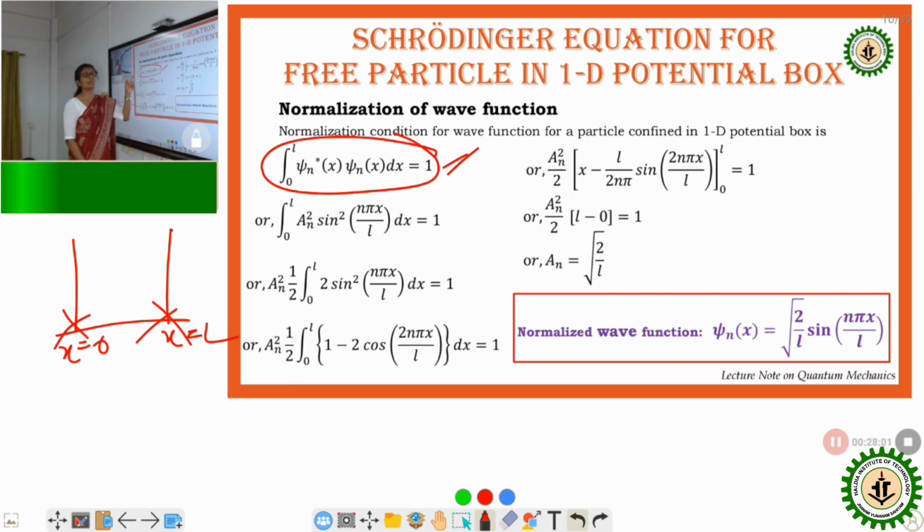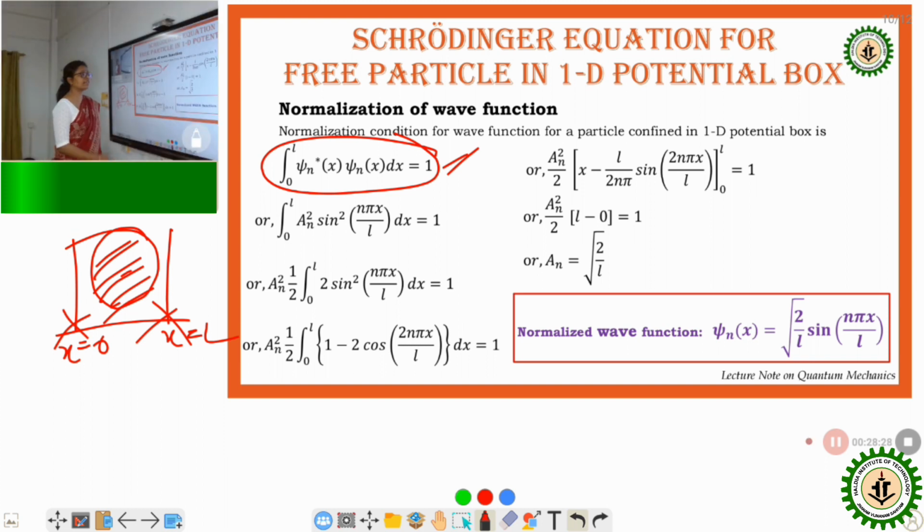formula of normalization. That means there will be 100% probability. What is 1? 1 means there is 100% probability to get the particle within this well, that means from 0 to L. Okay, that is why 1. That means 100%. So if you just go through that integration, this is a simple integration.